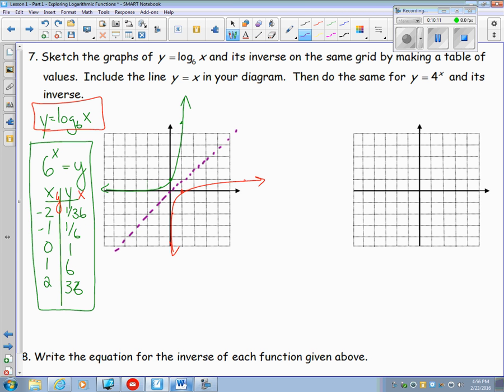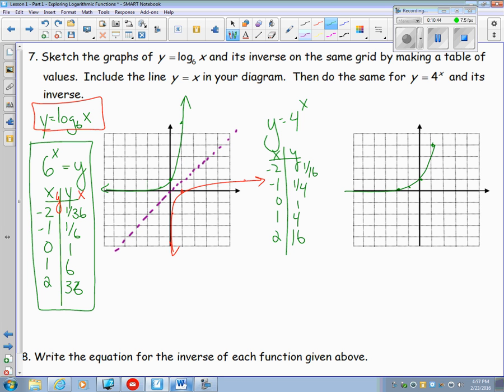Okay, the second one. It says graph y equals 4 to the x. Well, that's something we know how to graph, right? That's an exponential function, 4 to the x. I can make a table for that one real quick, x and y. If I'm going to use my calculator, 4 to the negative 2, that's a big long decimal, or 1/16. 4 to the negative 1 is 1/4. 4 to the 1 is 4, and 4 to the 2 is 16. I can graph that pretty easily.